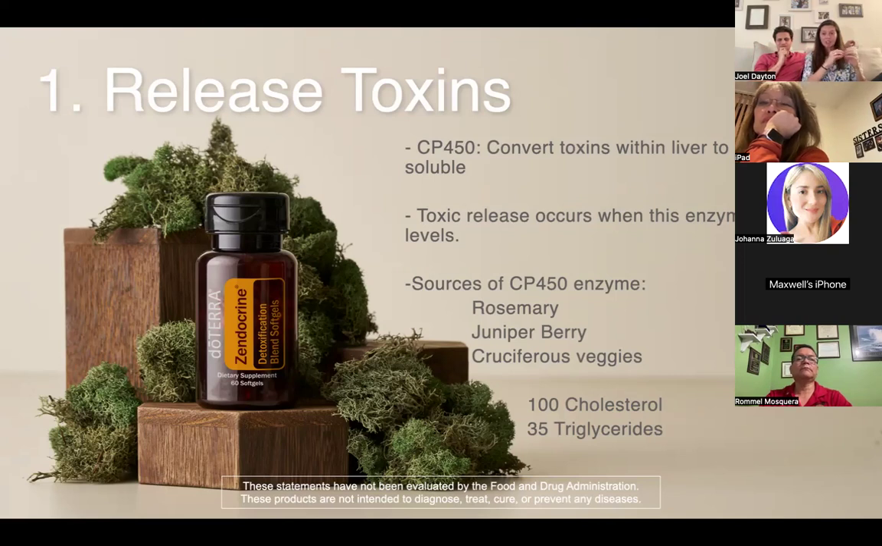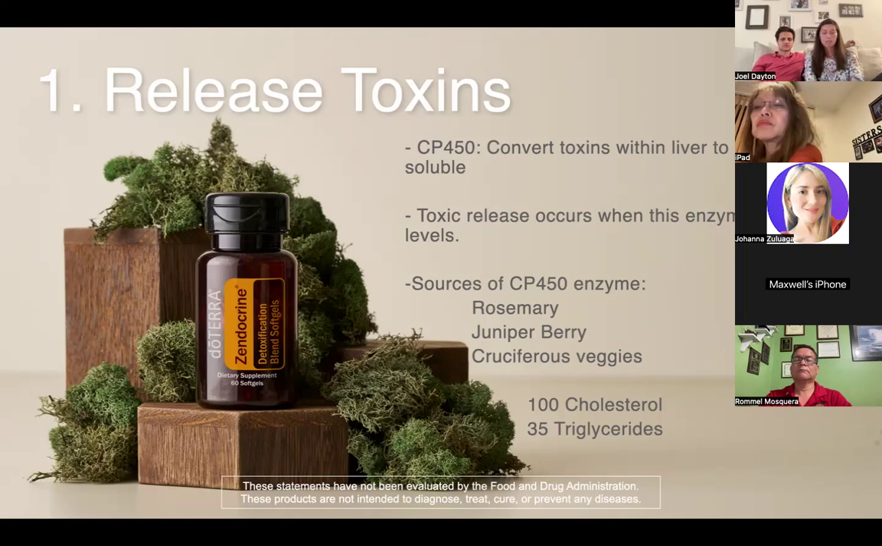lipids, right? They're very greasy. They're the things that make it congested. But if it's more water soluble now, then it can be released and excreted as opposed to held within. So there are ways that we can have more of these enzymes, because if we have adequate levels of this enzyme, then those toxins can be released from the liver. A few of these sources are rosemary oil and juniper berry oil, which are in this Zendocrine softgel.